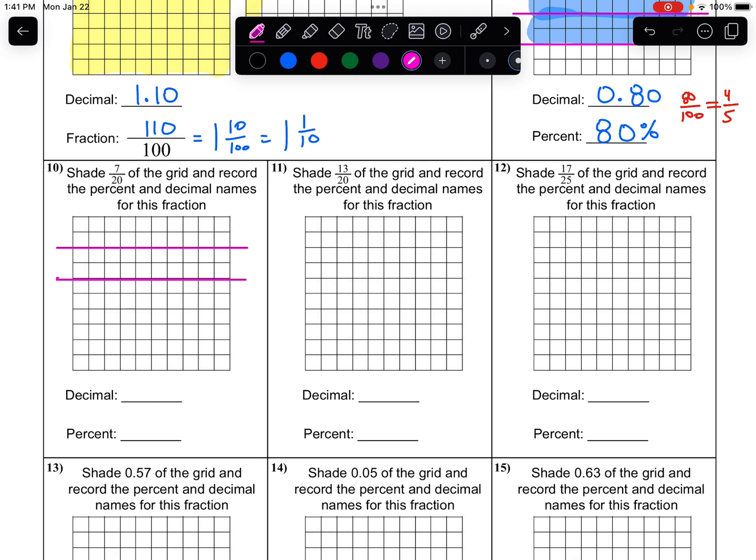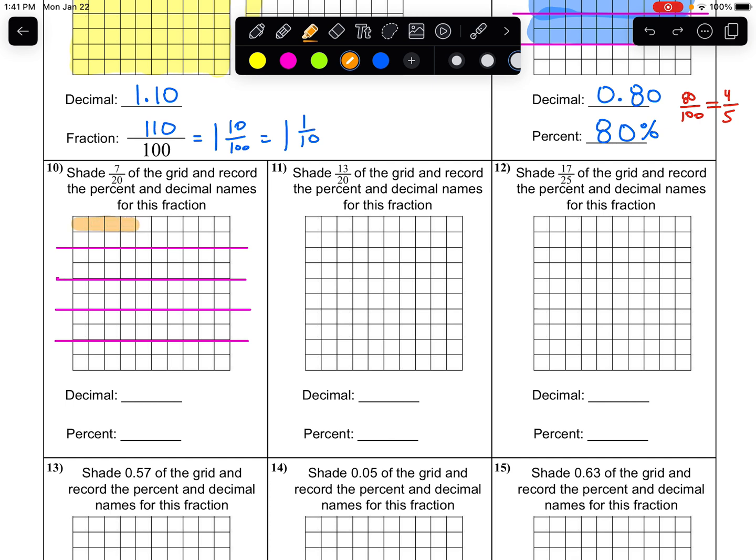Another 20 squares, another 20 squares, and then you've got 20 squares down there. So 20, 40, 60, 80, 100, and it says shade 7 out of 20. Another way, I'm going to approach this a little bit differently. We don't have 7 bars to shade, but what we can do is, out of these 20 pieces, we're going to shade 7 of them.